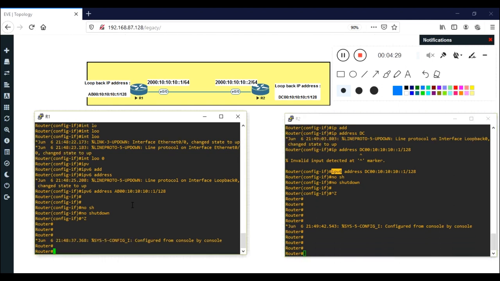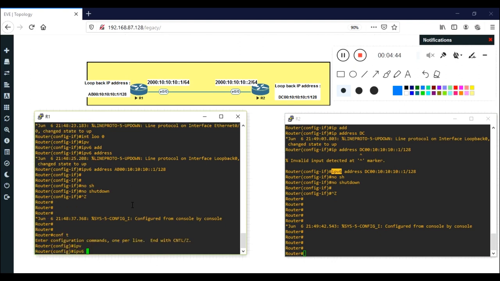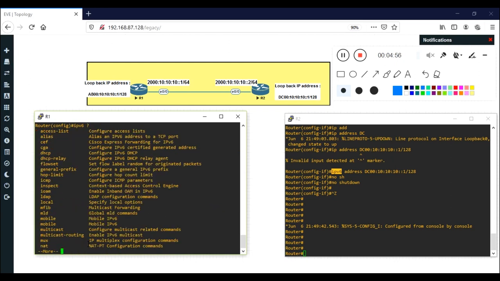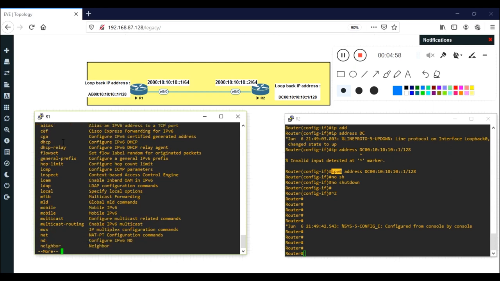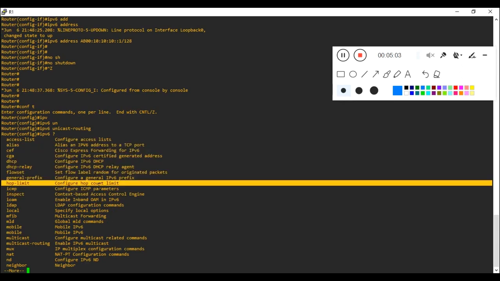Now we need to configure Routing Information Protocol. It's called RIPng in IPv6. So it's a very simple method. First of all, before configuration, always remember you will have to enable IPv6 unicast routing. This command is very important. So this is the beauty of Cisco. If you put a question mark, you will get to know what the commands are and what the descriptions are.